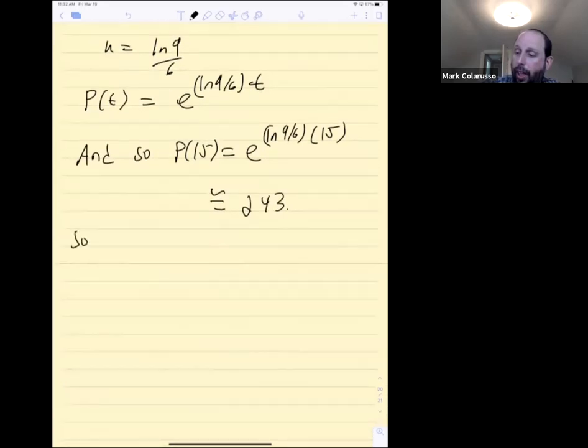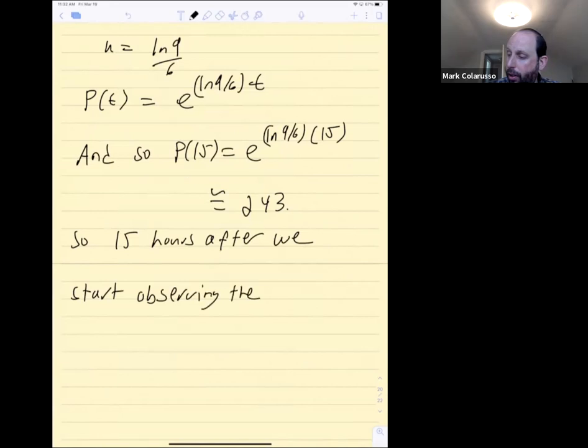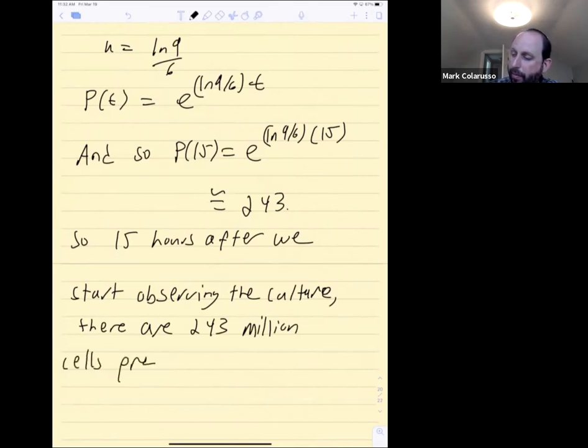So 15 hours after we start observing the culture, there are 243 million cells present. That's the story.